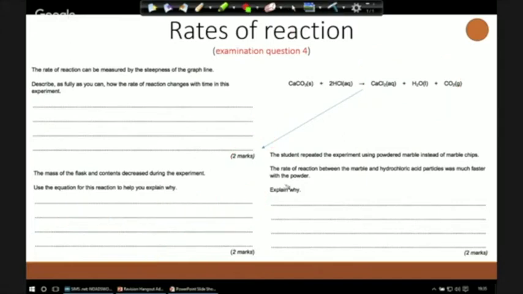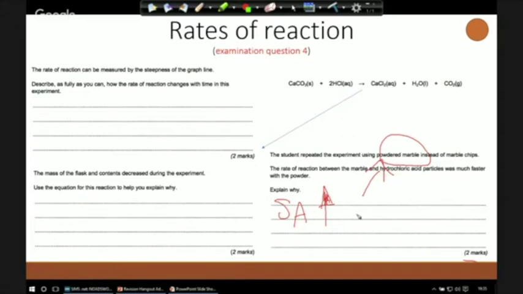Finally, the student repeats the experiment using powdered marble. The rate of reaction between the marble and hydrochloric acid particles was much faster. Explain why, for 2 marks. Well, hopefully you're thinking of surface area. The surface area has increased if we use powder.